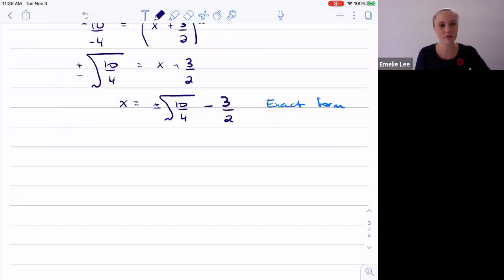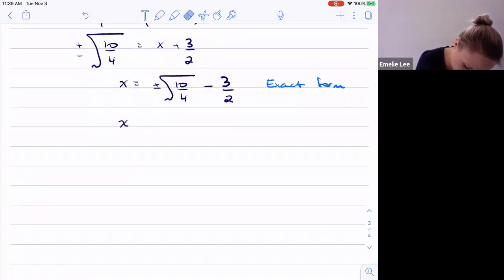But in terms of graphing or sketching, the approximate form is going to be easier. So I'm going to find the decimal approximations of this. I'm going to do the positive root 10 over 4 minus 3 over 2 first. So I get the square root of 10 divided by 4, minus 3 divided by 2. That puts me at roughly 0.08113888.